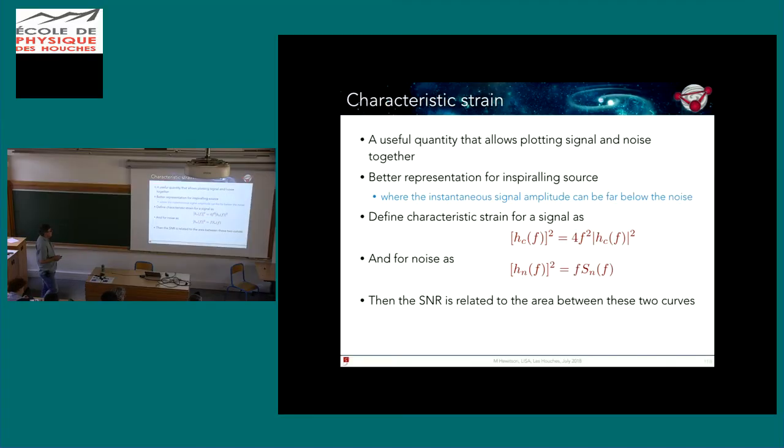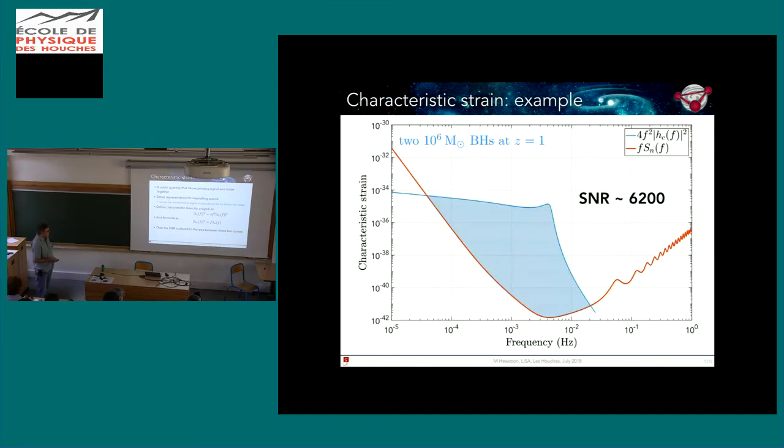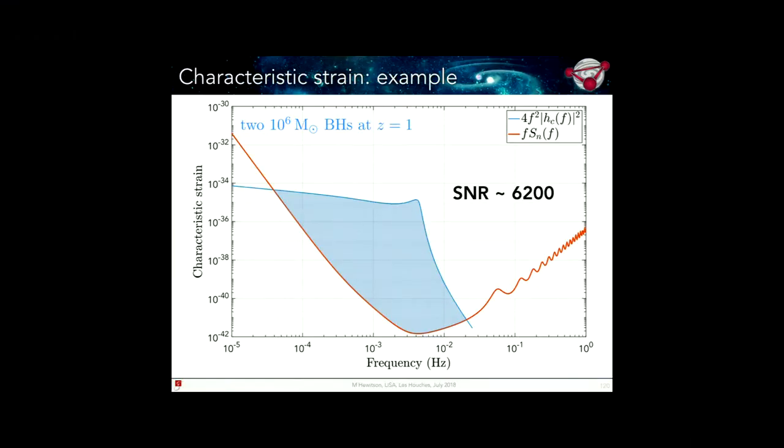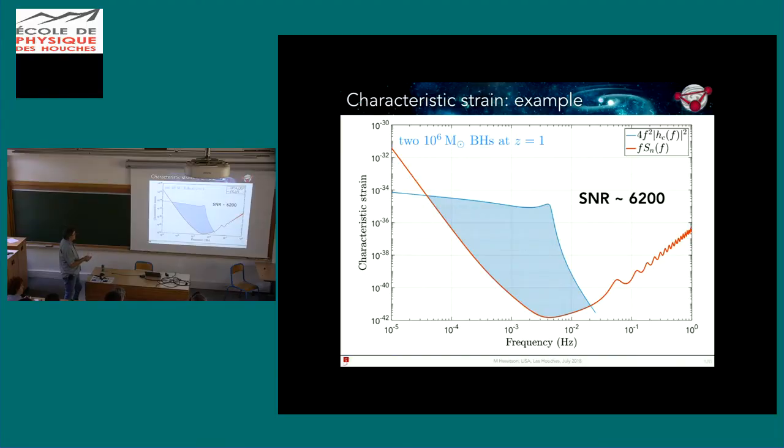We often make these pictures in terms of something called a characteristic strain. It's useful when you're plotting because the area between the curves is related to the SNR that you get. So if you define characteristic strain in these ways for signal and noise and plot those two things, then the signal to noise ratio is related to the area between the two. So here's an example of how that looks. And obviously you can integrate that by eye very easily. I'm sure all of you can do that.